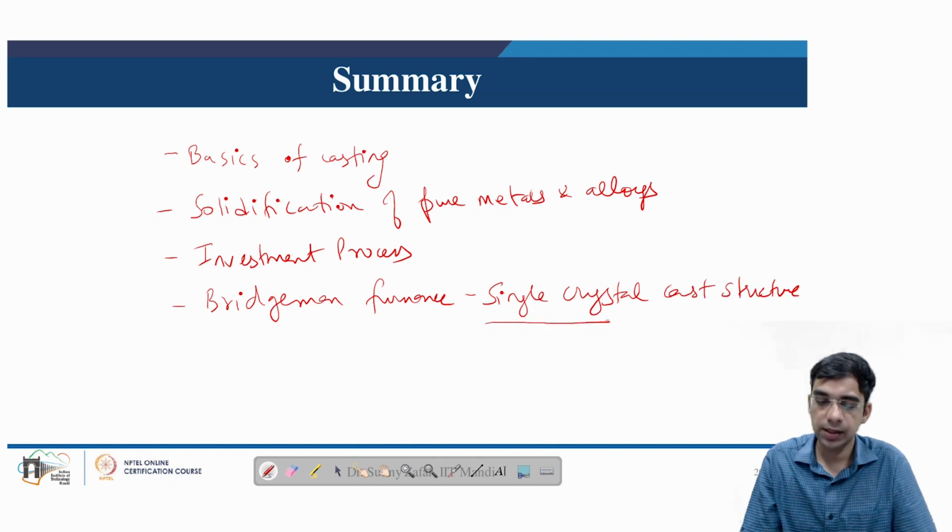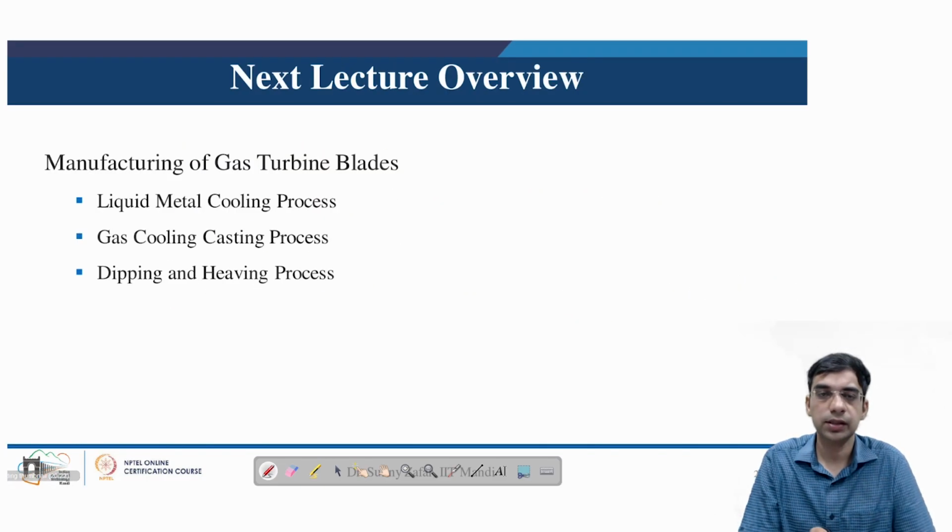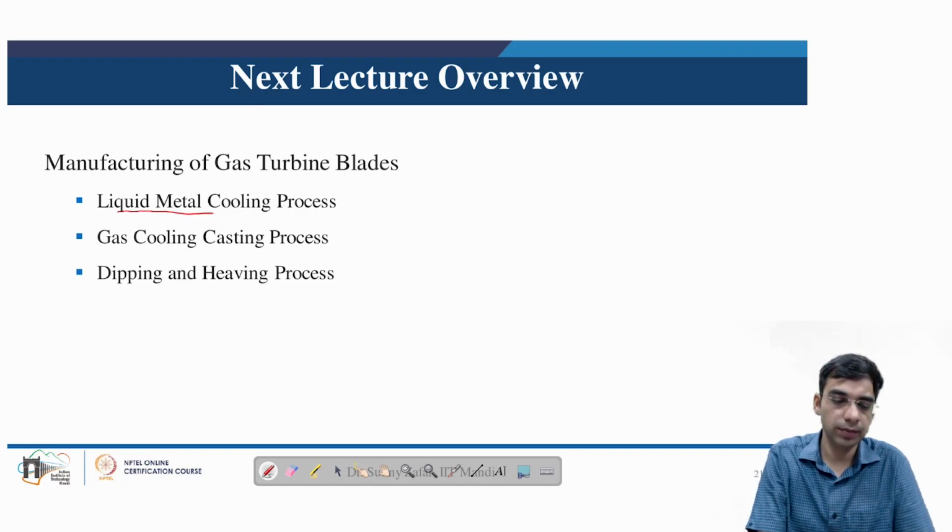And we are interested in this as we have understood that single crystal cast structures have no grain boundaries, so the tendency of creep failure is minimum. So in the next lecture of this course, we will look at other specialized furnaces or equipment which are used to develop single crystal cast gas turbine blades, which are liquid metal cooling process, gas cooling process, and dipping and heaving process in the next lecture.